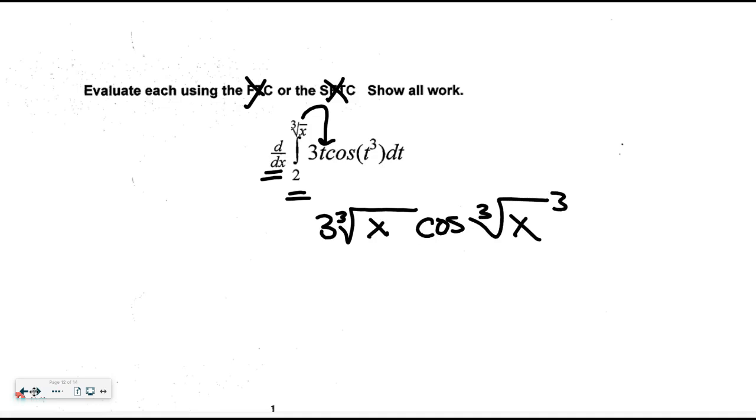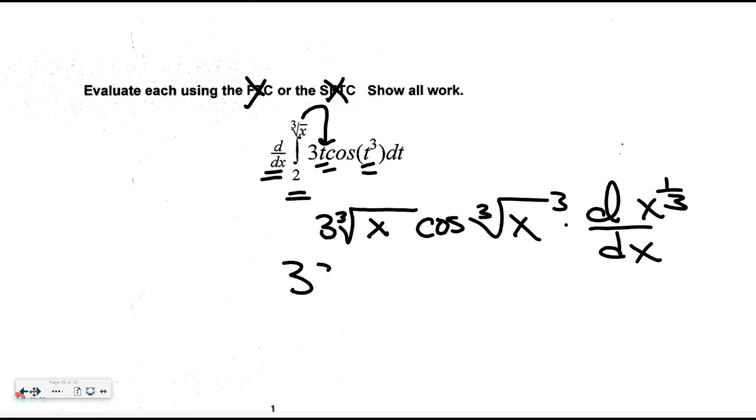Because what was the second word you say? I just dumped it in for the t. Multiply it by what? Derivative of x to the 1/3. So I'm going to write that so you can see what I'm doing if you're going to look at these later. So a couple things. The 3 will stay here. Cubed root x will stay here. Clean this up. And what's the derivative of x to the 1/3 power? 1/3 x to the negative 2/3.